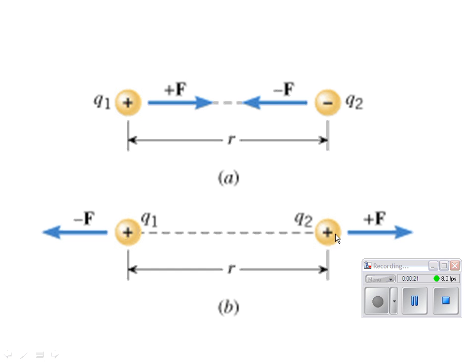If you have a positive and a positive, they'll repel each other, and we also know if you have a negative and negative, they'll repel each other.